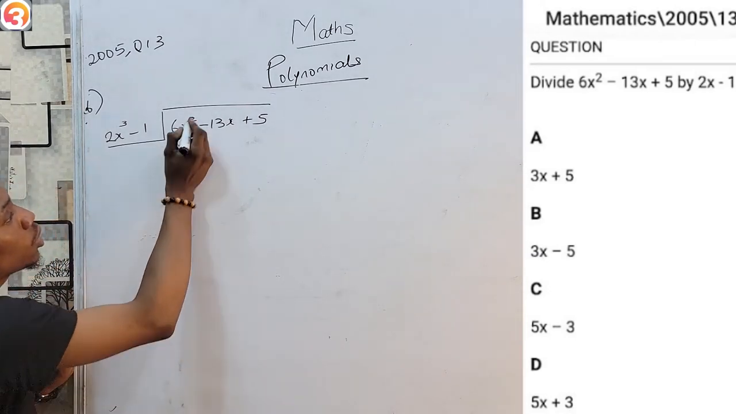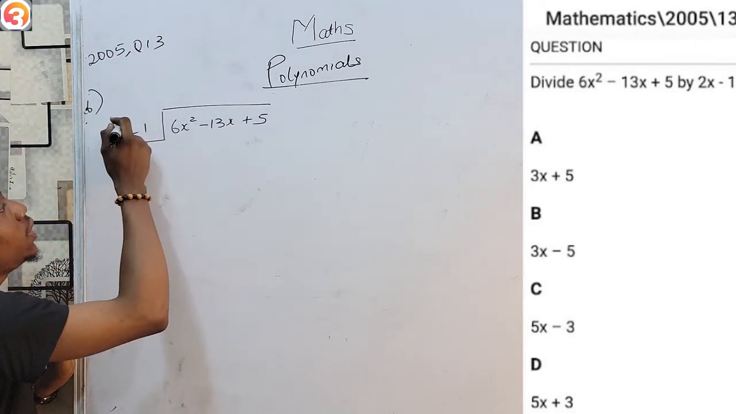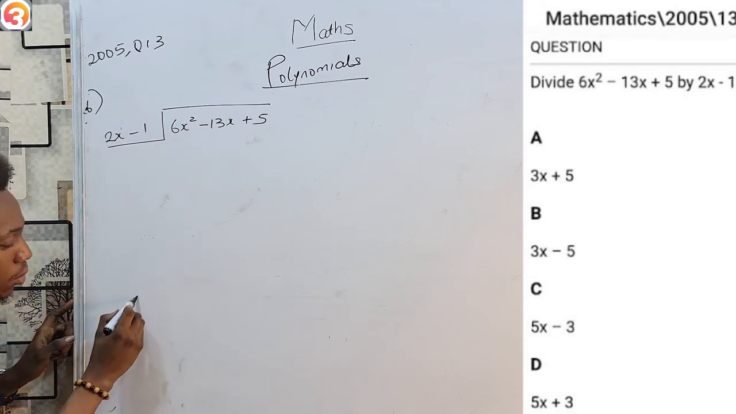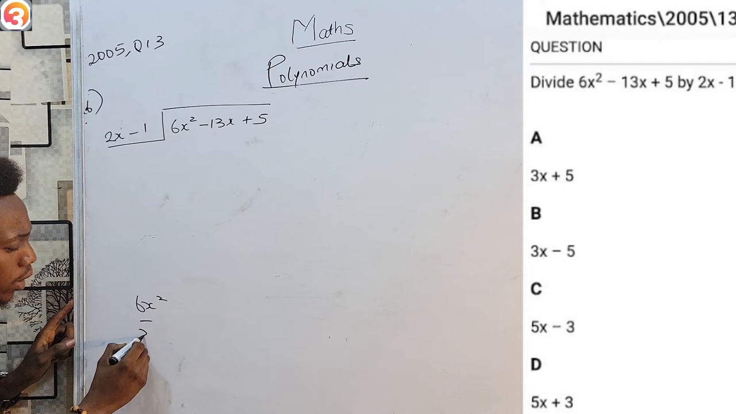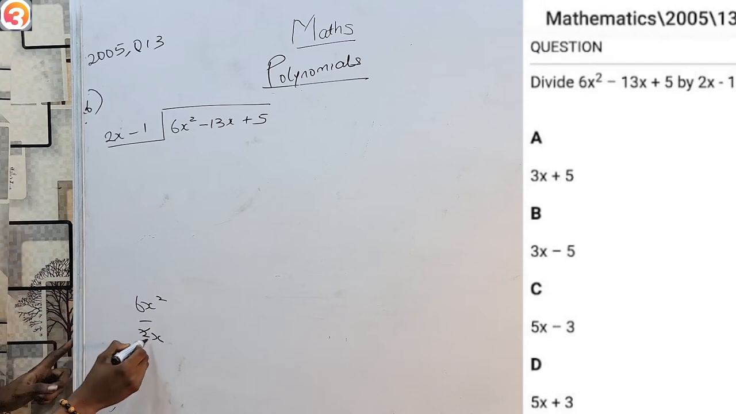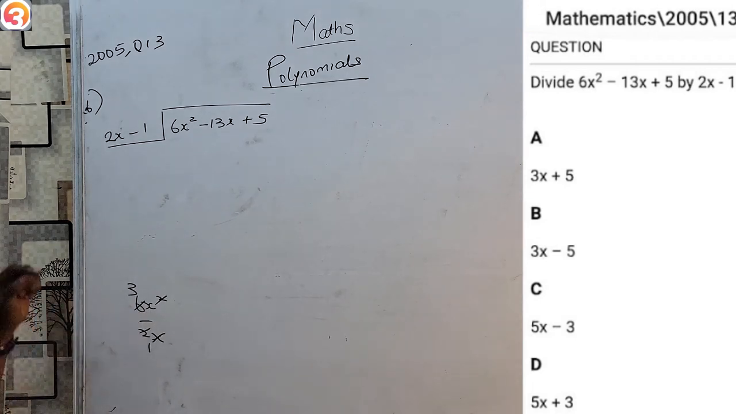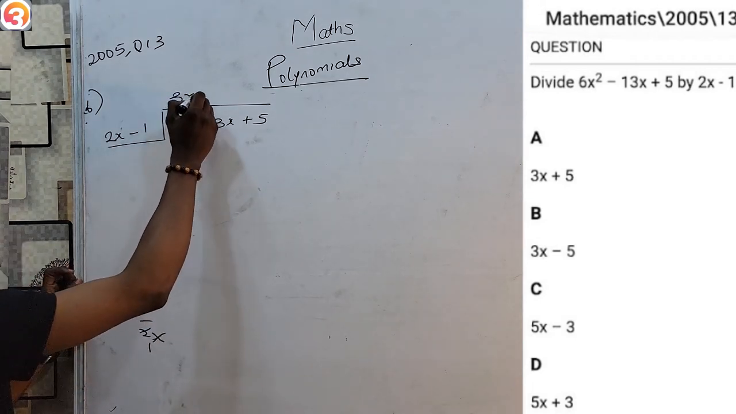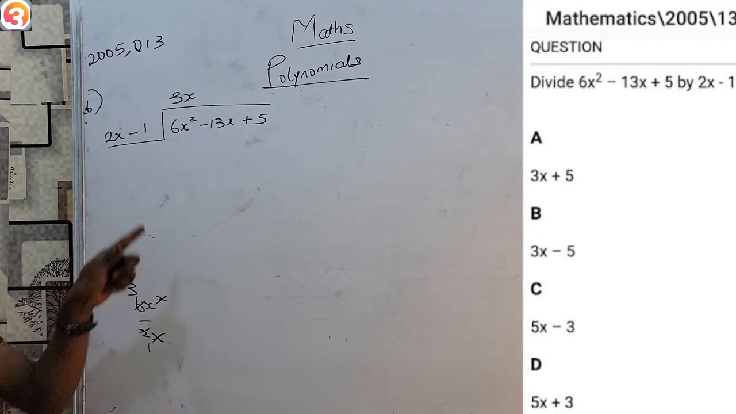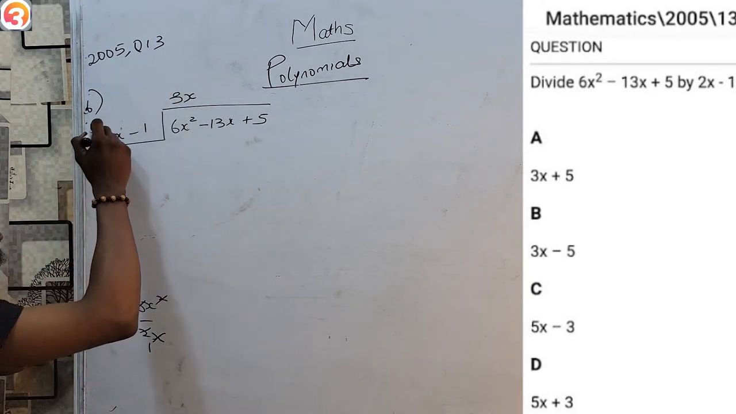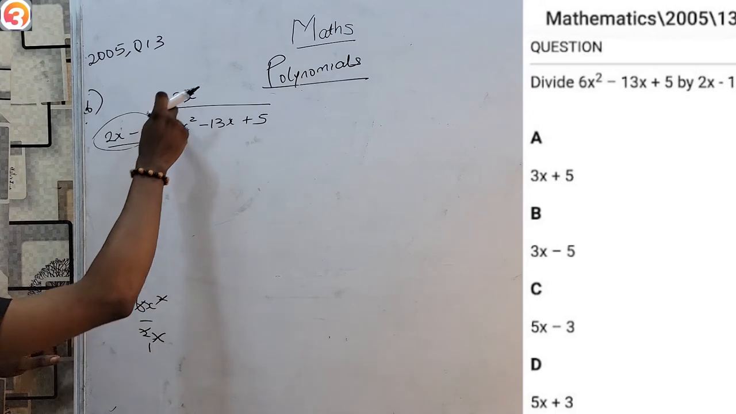But because I'm having 2 here and this is 1, 2 is greater than 1, so we divide 6x squared over 2x. 2 here 1, 2 twos, 6 is 3. X cancels this square here, so I'm left with 3x. Write down your answer at the top here. Then use this answer to multiply everything here.